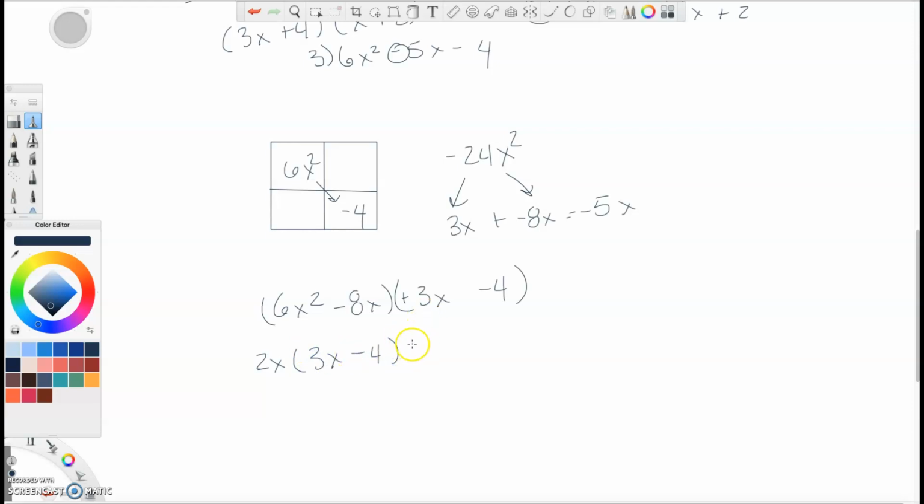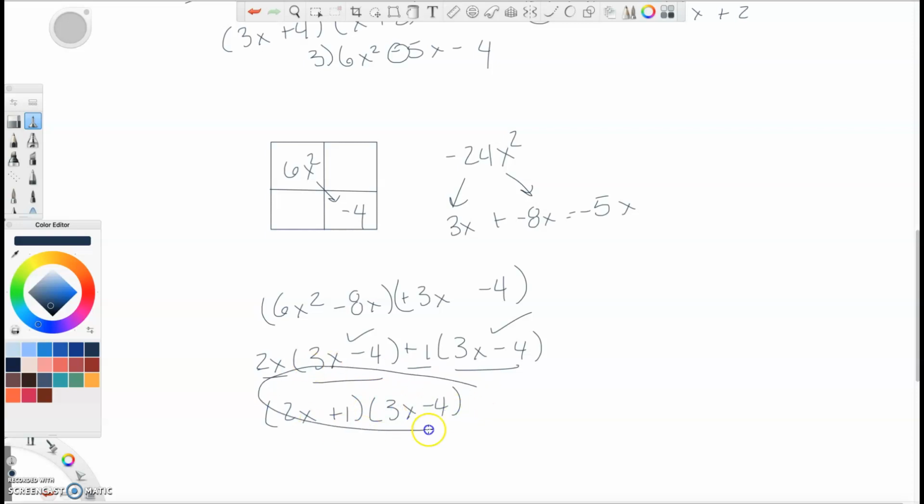All right? And over here, we have plus 1 times (3x minus 4). So right off the bat, I see, hey, look, these two match. All right, so I can say, okay, 2x plus 1 is one of my factors, because remember I take this and make it one term, 2x plus 1, and then I have this term here, 3x minus 4. Okay, and that's going to give me my two factors.